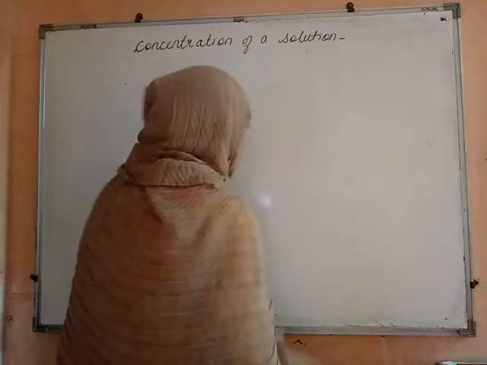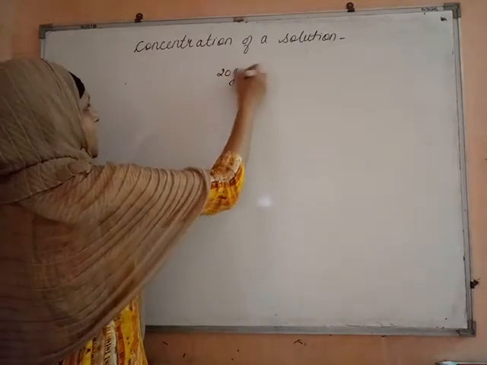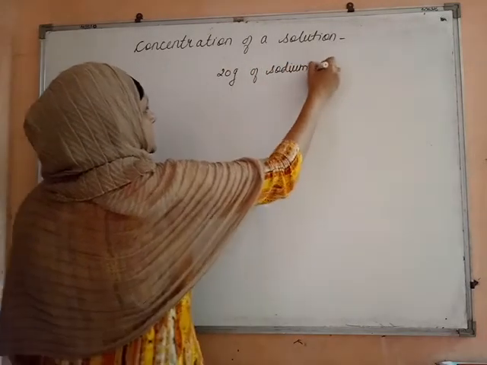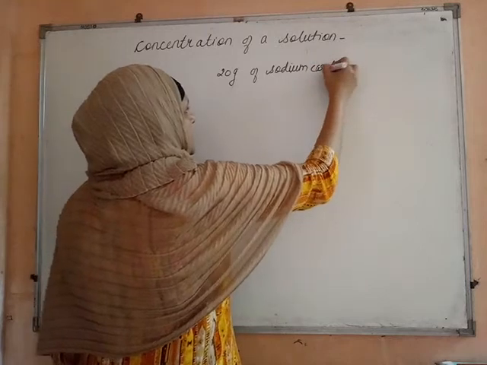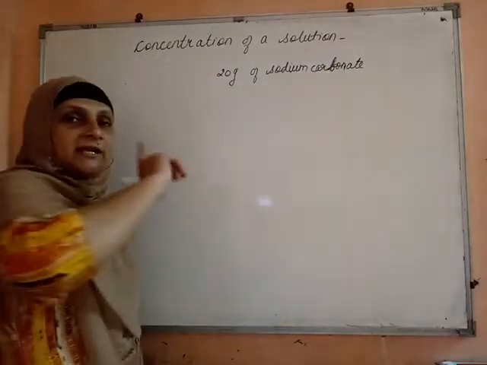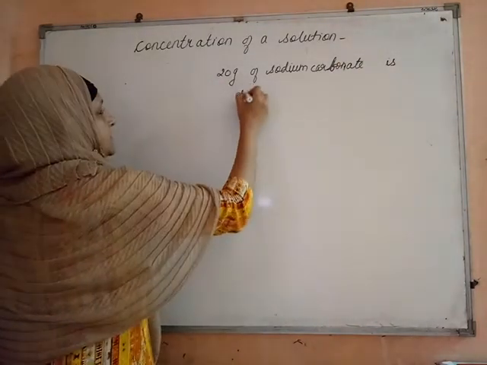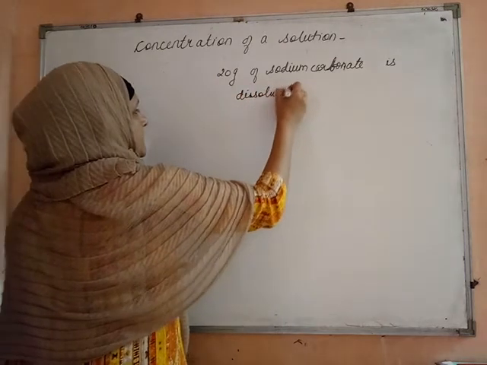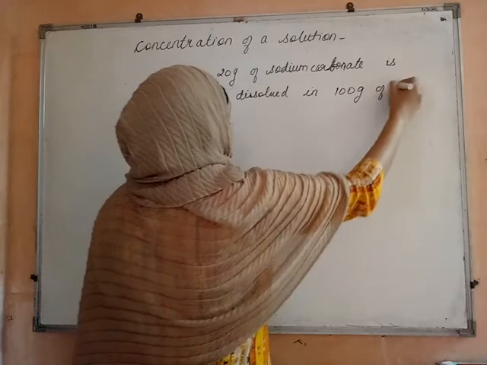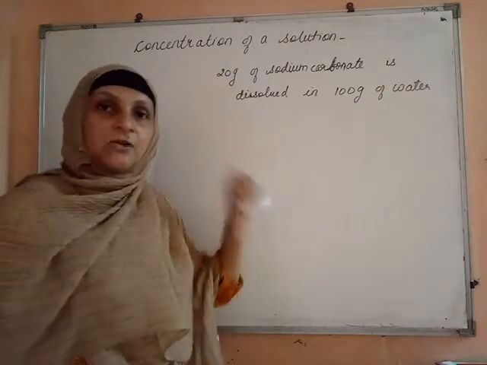Okay, so here a solution is prepared by mixing 20 grams of sodium carbonate. Sodium carbonate is a substance many times used in the laboratories also. So 20 grams of sodium carbonate is dissolved in 100 grams of water. So this solution is made. You have to calculate its concentration.